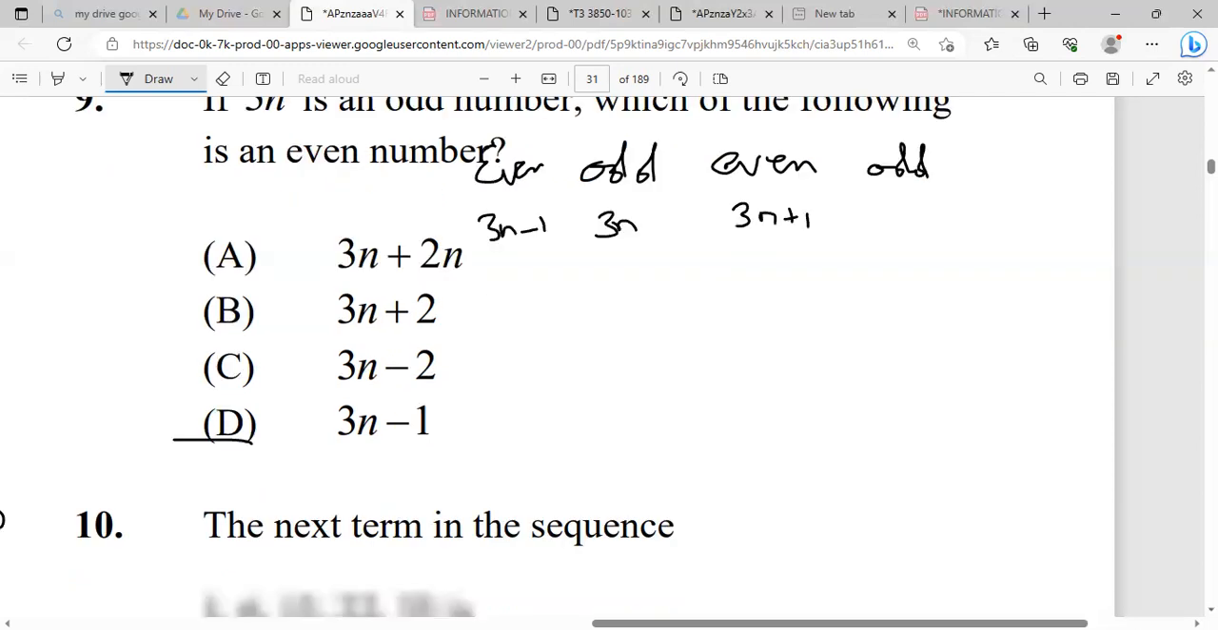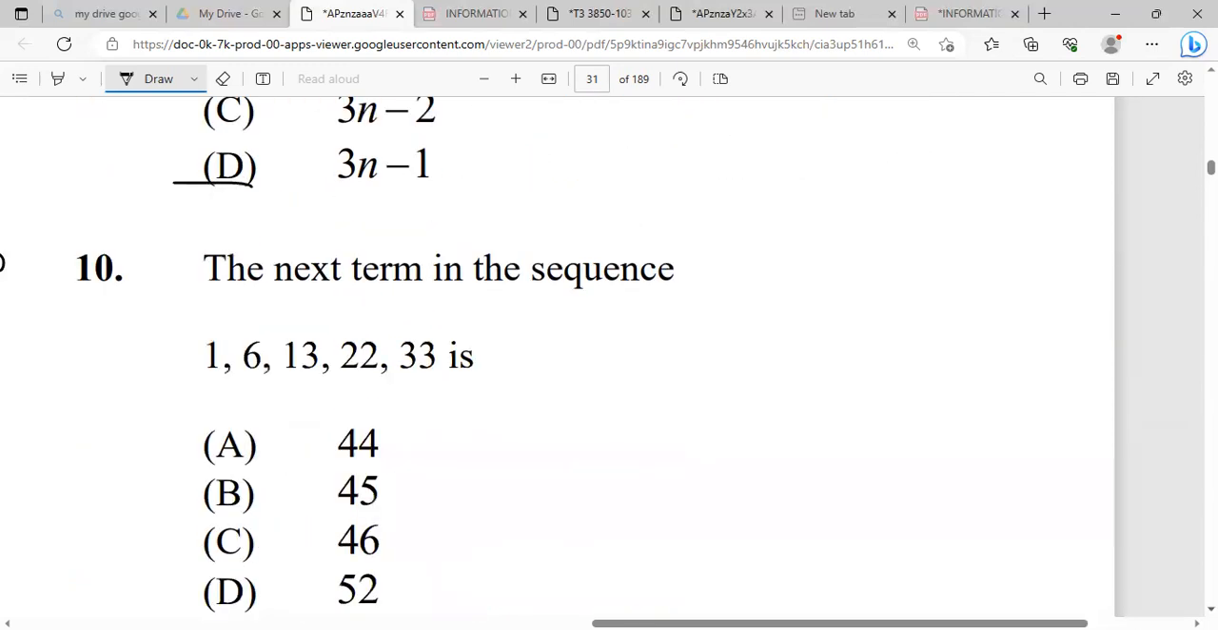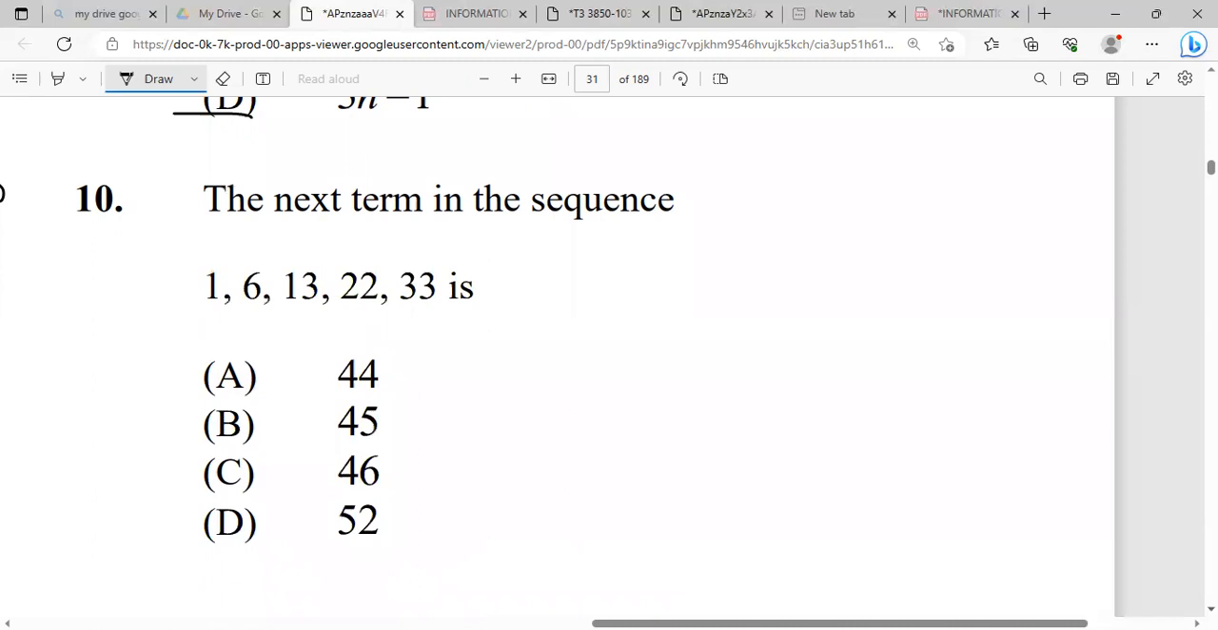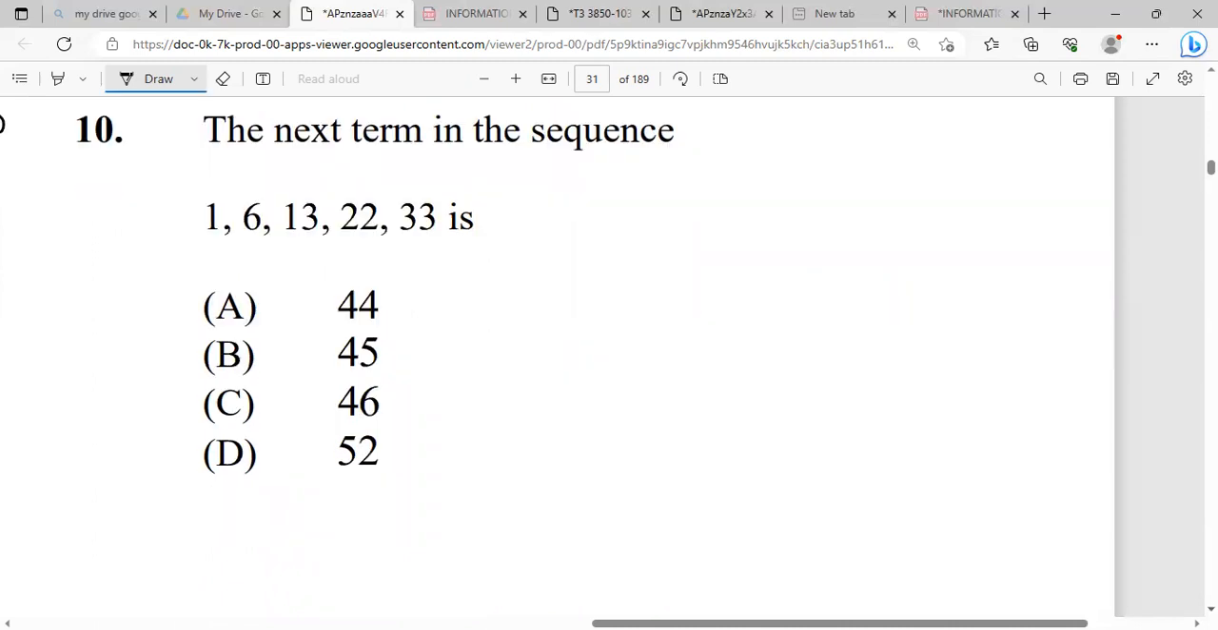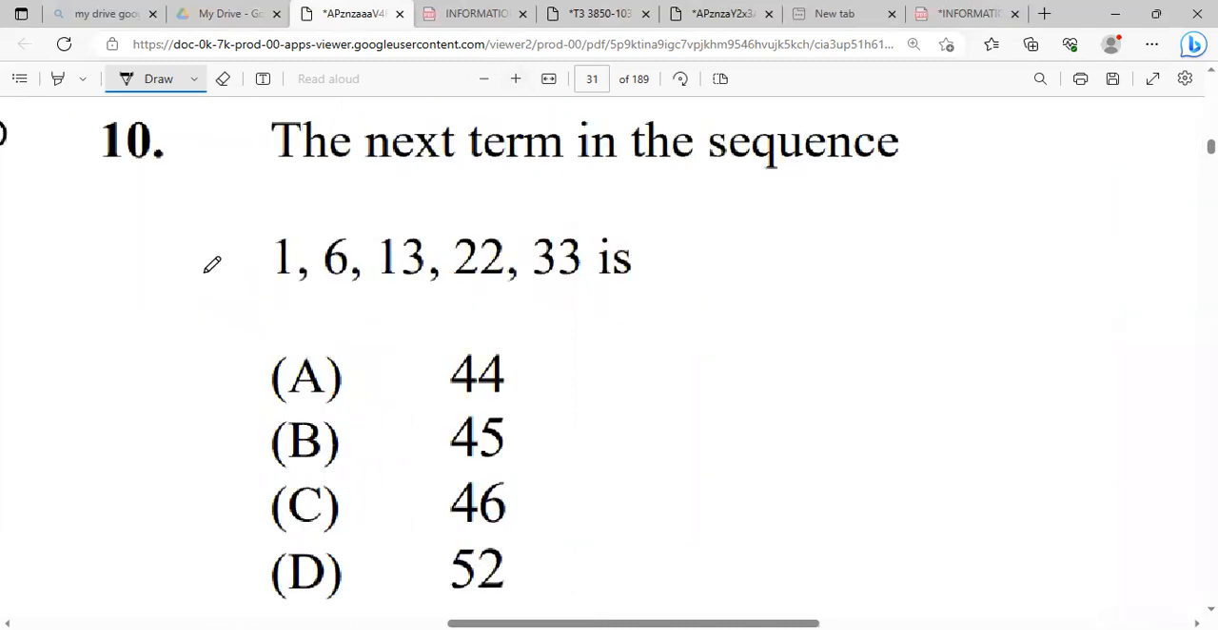Sometimes they will ask about the positive, so I'll make sure that's on there. The next term in the sequence is, so we have 1, 6, 13, 22, 33. So basically, we can see that they added 5 here, 1 plus 5. They added 7 here. They added 9 here. They added 11 here. So we see the pattern. That means we add 13 then, right? For the next number, which gives us 46.